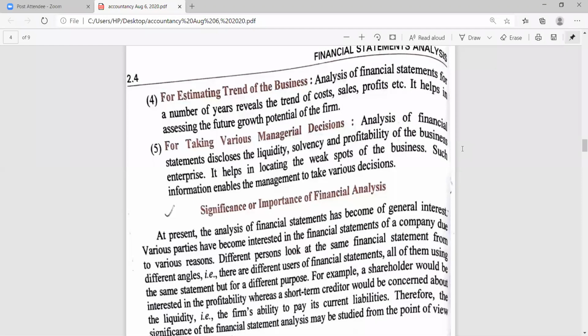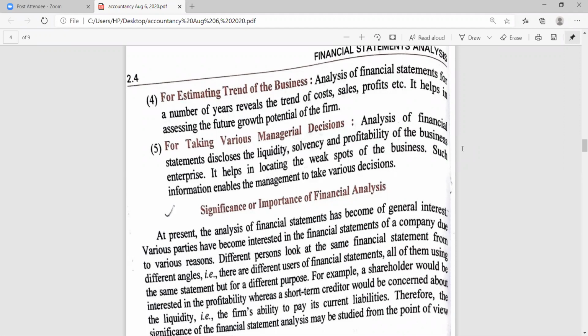For taking various managerial decisions, analysis of financial statements discloses the liquidity, solvency, and profitability of the business enterprise. It also helps in locating the weak spots of the business. Such information enables the management to take various decisions to cope with those weak spots as well as to make the business better positioned. So it is also very helpful in taking managerial decisions.